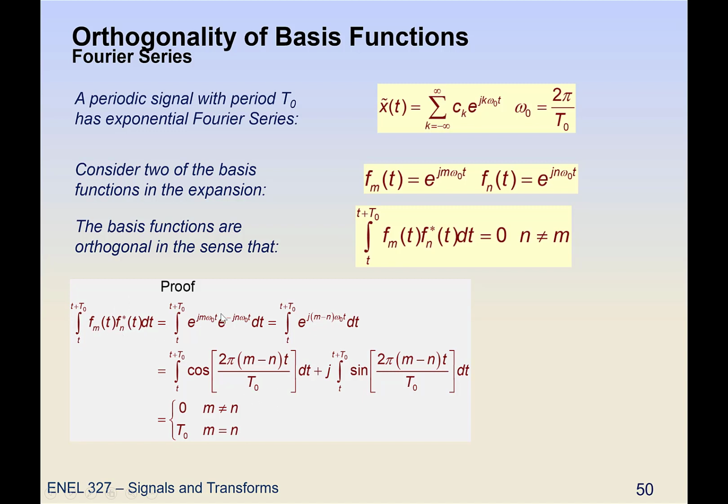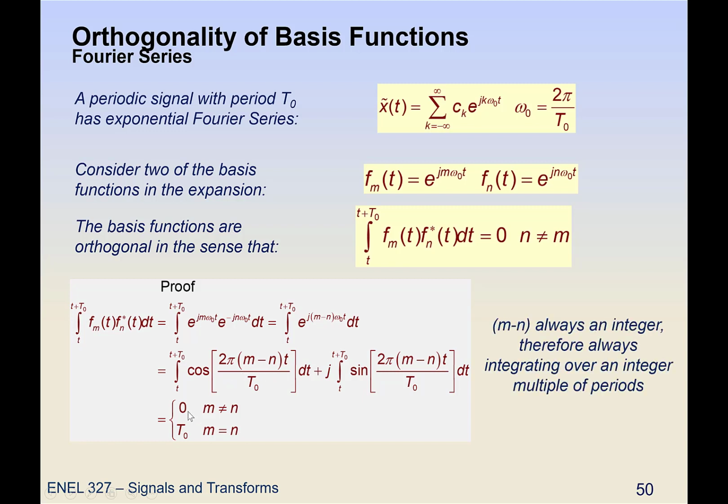Okay, so if we take a look at this integral, put in these basis functions, we end up with this expression for the integrand, and I'm just going to use Euler's formula to split that into two integrals. So we have a cosine plus a j sine. Now note that m and n are both integers. We're always integrating over one fundamental period. If m and n are both integers, then I'm always integrating over an integer multiple of periods here. And that's why we get 0 when m does not equal n. And in fact, you get T naught when m does equal n. In other words, if I'm taking the integral of a function with itself.